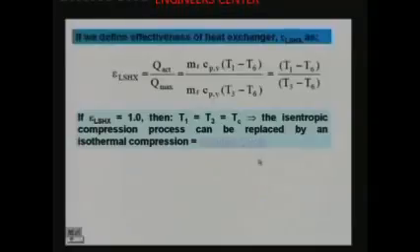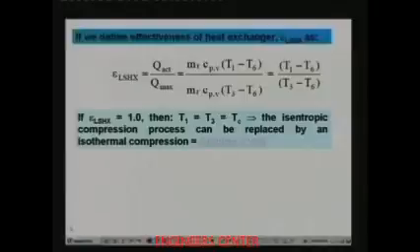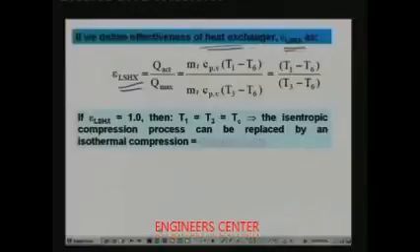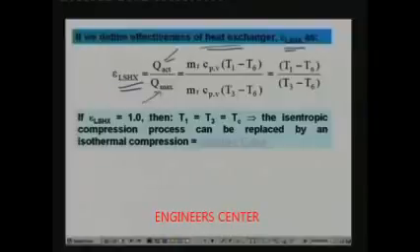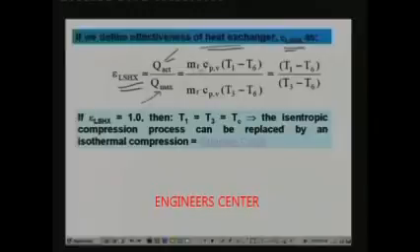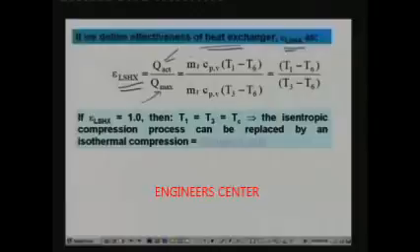Now, if you define the effectiveness of a heat exchanger as the actual heat transferred divided by the maximum possible heat transfer, that means I am defining an effectiveness for the heat exchanger, epsilon LSHX, which is the ratio of actual heat transfer to maximum possible heat transfer rate. What is the actual heat transfer? If you are writing it for the vapor, this is nothing but m dot Cp into delta T of the vapor, that is m dot R into CPV into T1 minus T6.